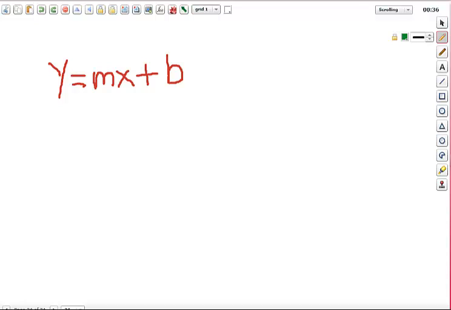-2. Okay. And the point coordinates were what? -1, 1. And Omari, which one of the point coordinates is x? Which one of the point coordinates is x?